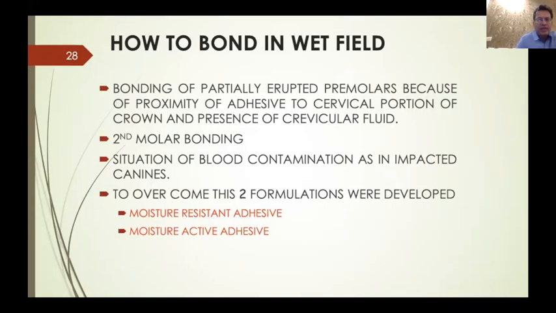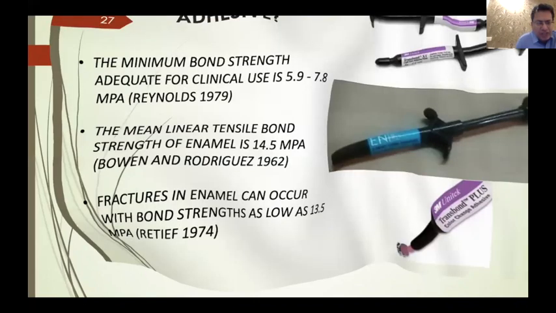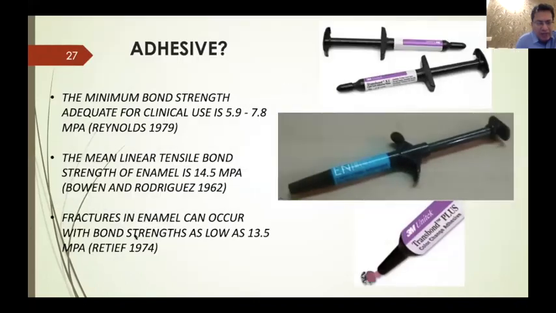You have to be careful that you don't go beyond this bond strength, because you don't want to damage the enamel. If you look back, fracture in enamel can occur with bond strengths as low as 13.5 MPa. So, the tensile bond strength of enamel is 14.5 MPa. So one has to be careful not to have a stronger bond. Sometimes a stronger bond on teeth which have micro cracks is going to damage your tooth itself.